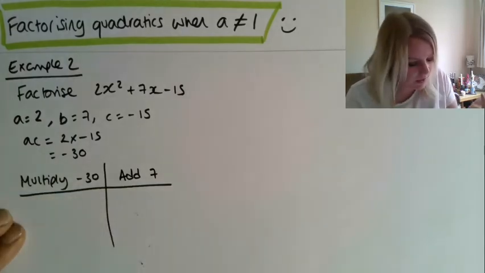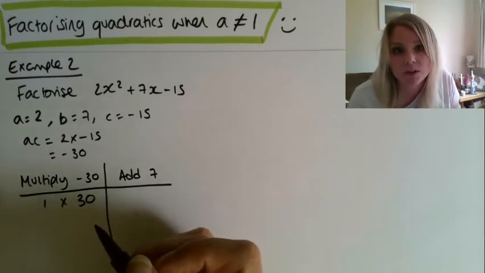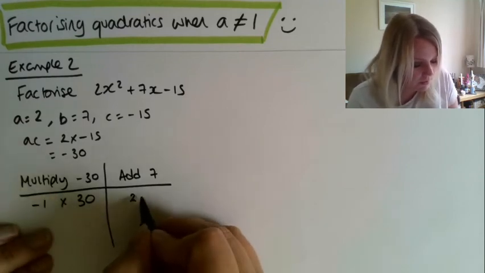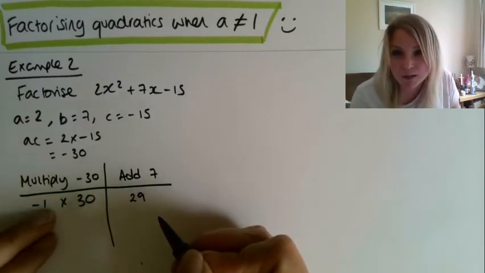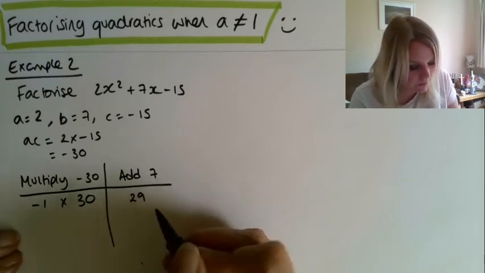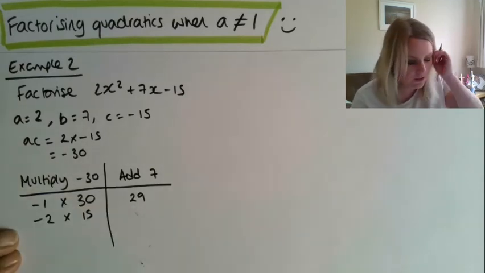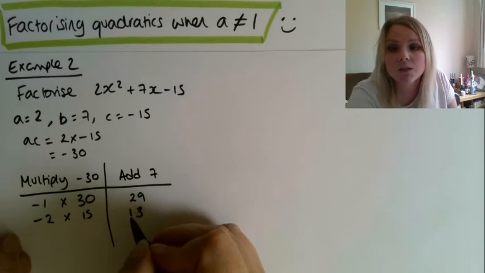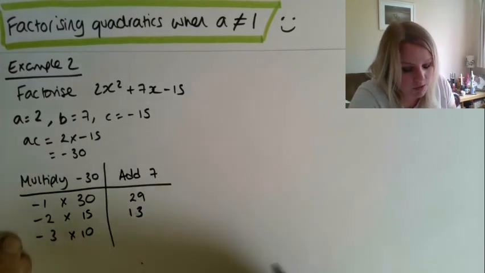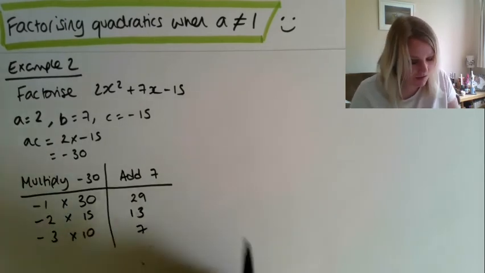Let's just do the same as before. So 1 multiplied by 30 will give me positive 30, so let's try minus 1 times 30, gives me minus 30. That is going to add to give me 29. If I switch my signs, all that's going to do is give me minus 29 here. So let's move on. 2 multiplied by 15, so minus 2 multiplied by 15 is going to give me 13 whenever I add those. So again, no use to me if I switch them. 3 multiplied by 10, if I try minus 3 multiplied by 10, that adds to give me 7. So that's them.